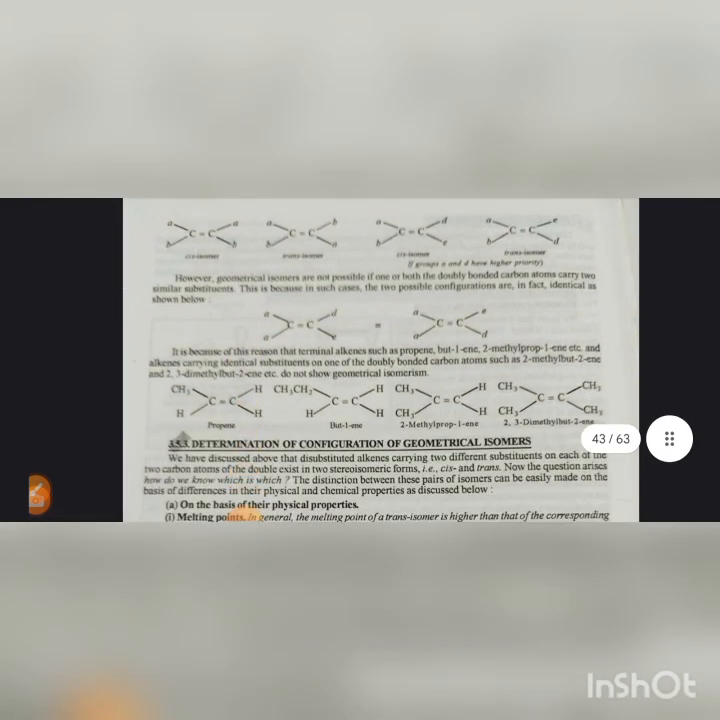Now we will discuss the necessary and sufficient conditions for geometrical isomerism. It may be mentioned here that not all compounds containing a carbon-carbon double bond show geometrical isomerism. The necessary condition for an alkene to exhibit geometrical isomerism is that each of the two carbon atoms of the double bond must have two different substituents. Thus, alkenes of type ABC=CAB and ABC=CDE show geometrical isomerism.